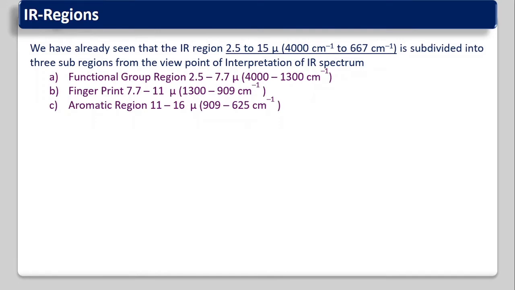Those regions are the functional group region, from 2.5 to 7.7 micron, that is 4000 to 1300 centimeter inverse. The second region is the fingerprint region, that is 7.7 to 11 micrometer, which ranges from 1300 to 909 centimeter inverse. And the aromatic region, that is 11 to 16 micron, that is 909 to 625 centimeter inverse.